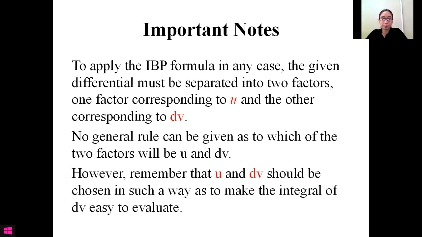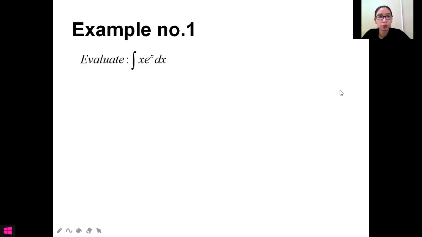It is up to us. But we remember the purpose of IBP. Remember that the IBP method is given so that integrating becomes easier. So we remember that u and dv should be chosen in such a way as to make the integral of dv easy to evaluate. That is all we need to remember when we are using IBP as a method of integration. So now we're going to proceed with the examples.